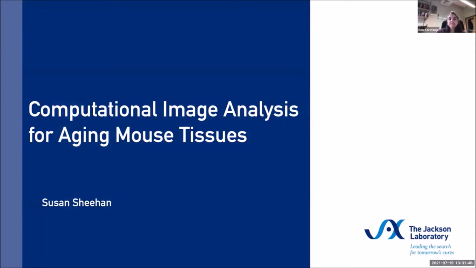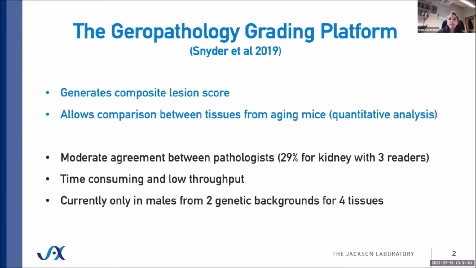Hi, my name is Susan Sheehan, and I'm here to talk about computational image analysis for aging mouse tissues. Our work builds on the geropathology grading platform that was first published by Snyder in 2019. This work generates a composite lesion score, allowing for the comparison between tissues from aging mice.